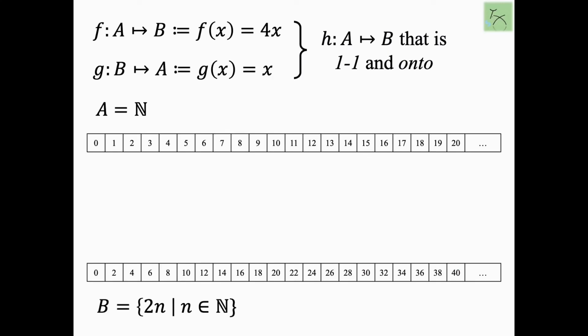For the ease of demonstration, let us see an example. Let the set A be the natural number set, and the set B be the set of all even natural numbers. Let us define f as f(x) equals 4x and g as g(x) equals x. Obviously, we can see that neither f nor g is bijective because neither of them is onto the codomain.